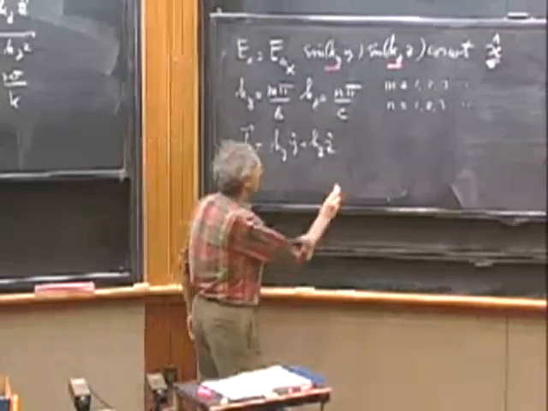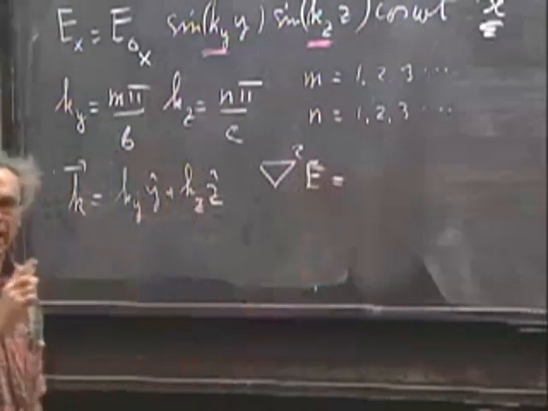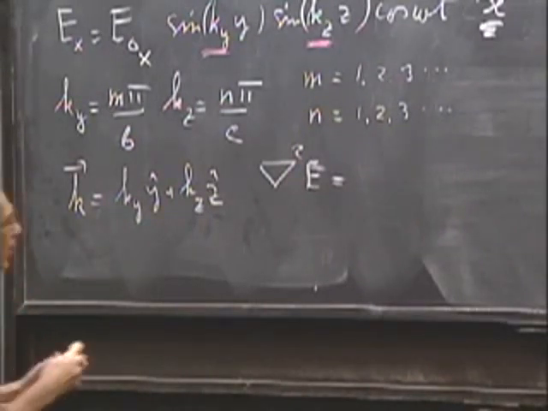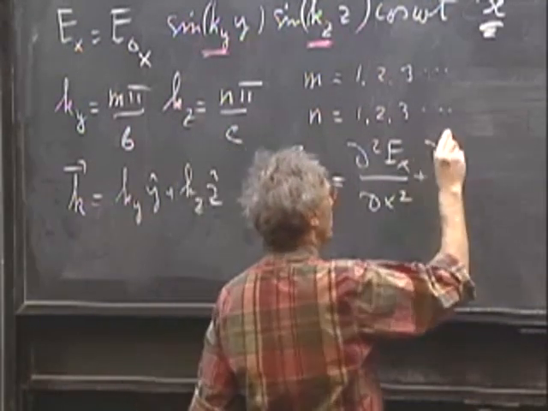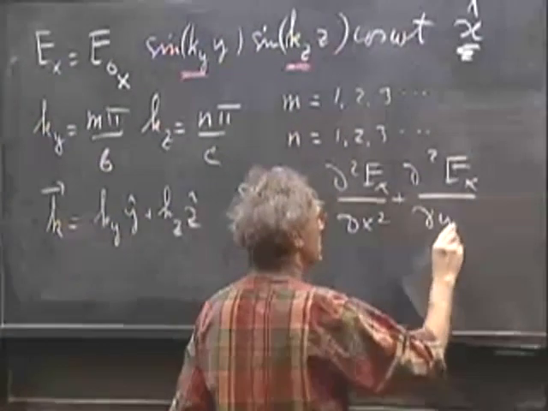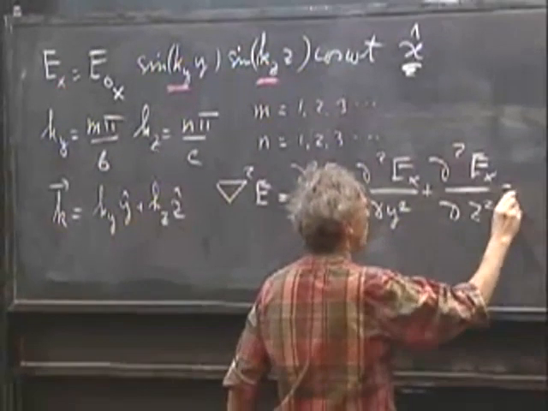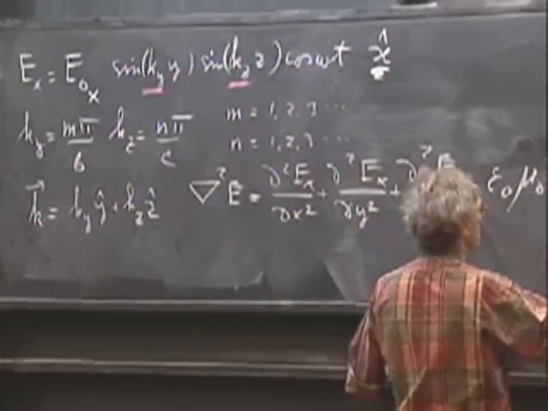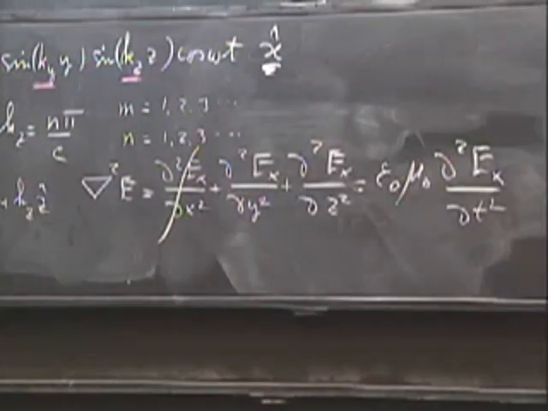The wave equation, del squared E, if I apply the wave equation now only to the x component, of course we should also apply it to the y and the z component, I only do it now to the x component, then we get d2 Ex dx squared plus d2 Ex dy squared plus d2 Ex dz squared equals epsilon 0 mu 0 times d2 Ex dt squared. That's now the wave equation. And this term is not there for that x component. But the other terms are there.